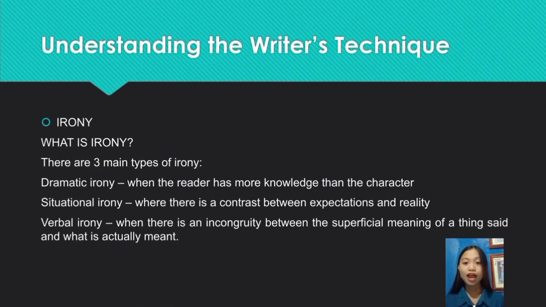Next, let's proceed to irony. What do we mean by irony? There are 3 main types of irony. We have dramatic irony. This is when the reader has more knowledge than the character. We have situational irony. This is where there is a contrast between expectations and reality. We also have verbal irony, when there is an incongruity between the superficial meaning of what is said and what is actually meant. So those are the 3 types of irony. We can apply irony in teaching activities.